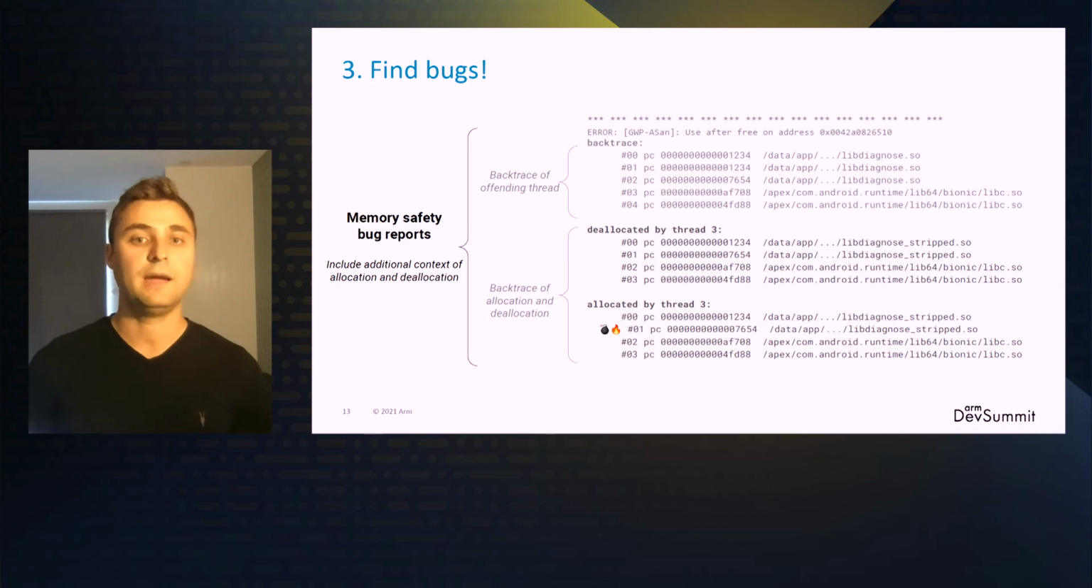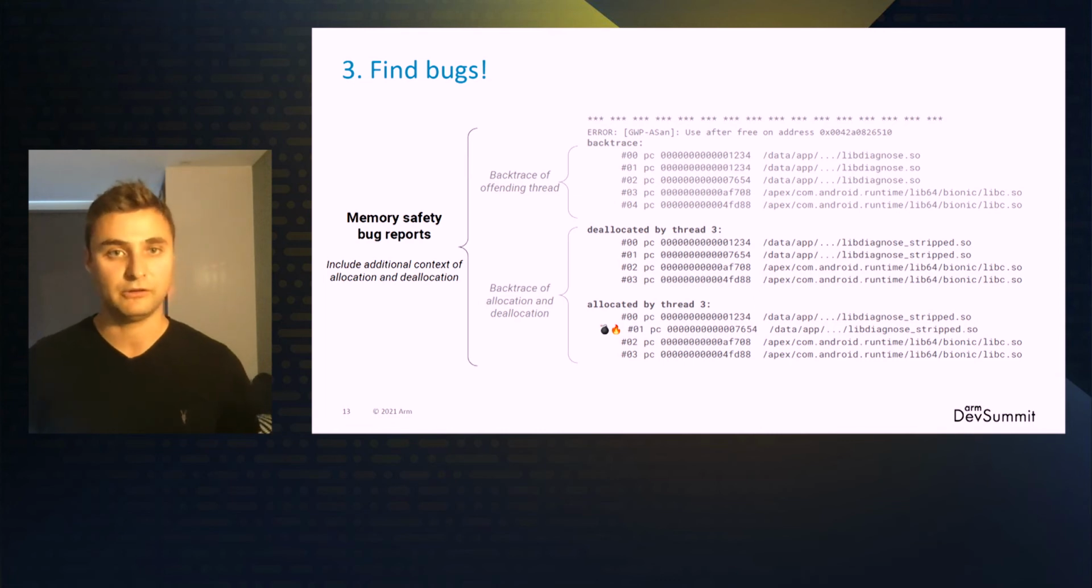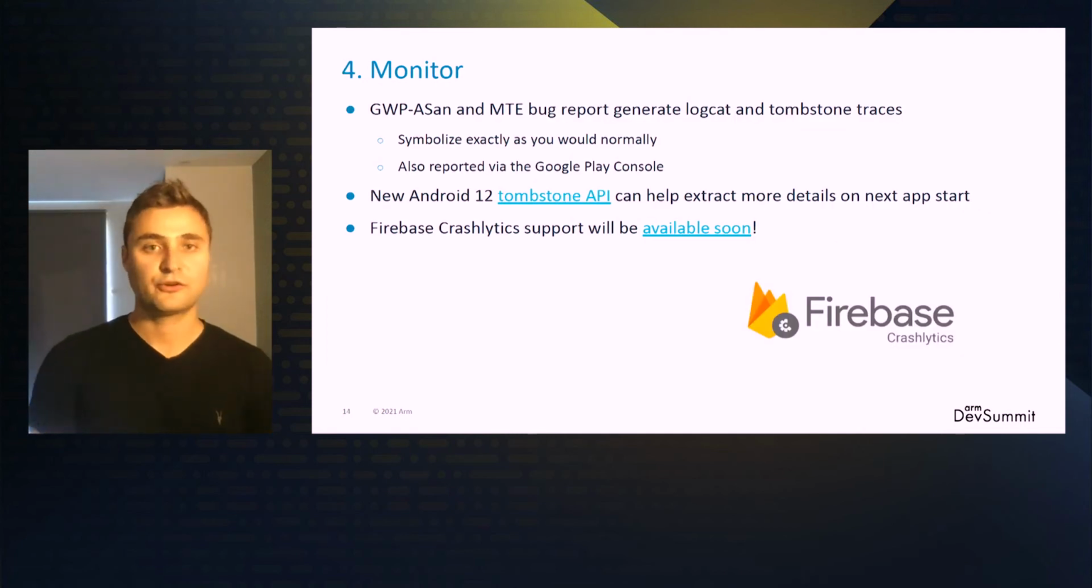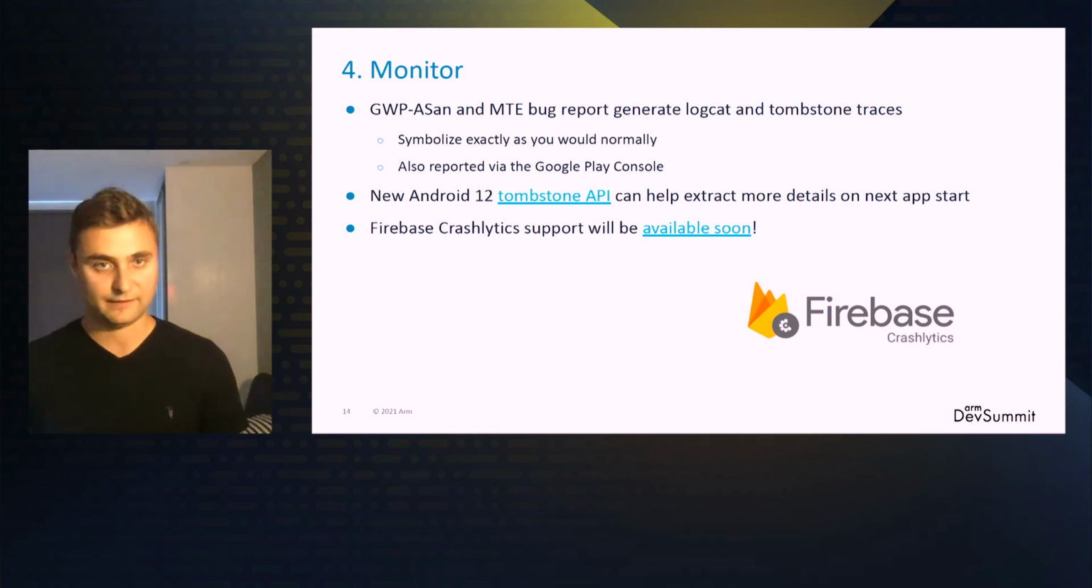And as you can see in the hypothetical example provided here, the allocation stack trace that is provided as additional information in these bugs can help you identify what the actual cause of the bug is. Once again, we strongly recommend using these tools in production, in dogfood, continuous integration, and testing.